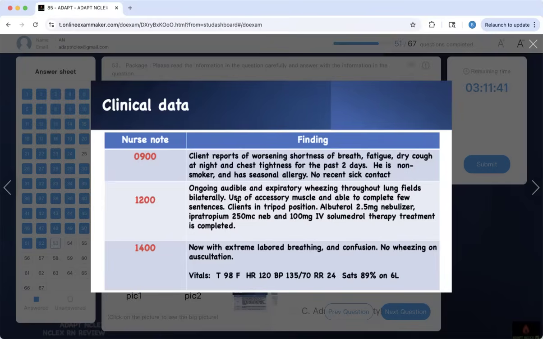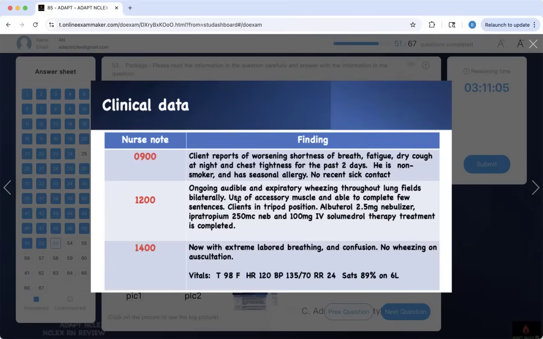I don't know. Ongoing audible expiratory wheezing. I hear expiratory wheezing and worry about what? Throughout lung fields, bilateral, he used accessory muscles. That's the key. He's having a respiratory issue. He's able to complete full sentences, so he can talk. He's in a tripod position. He does not like it. He's trying to breathe. He has taken albuterol, ipratropium, and IV Solu-Medrol. Therefore, they treat him for the acute situation.